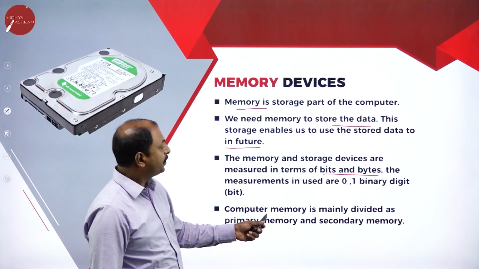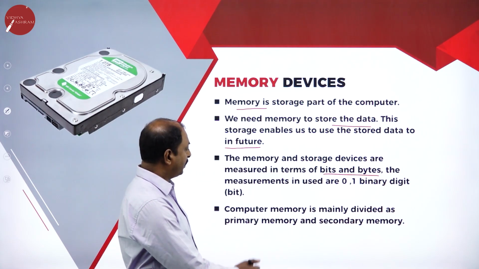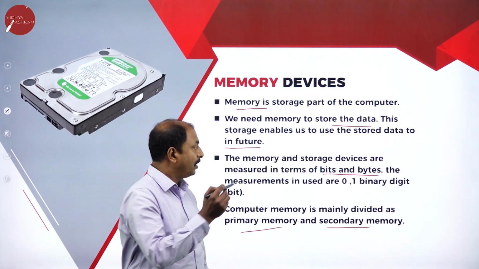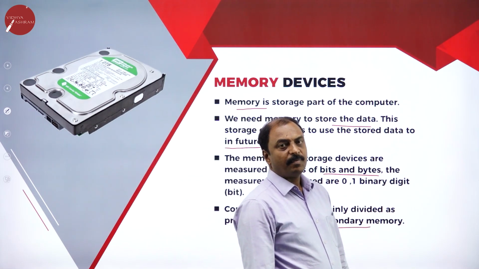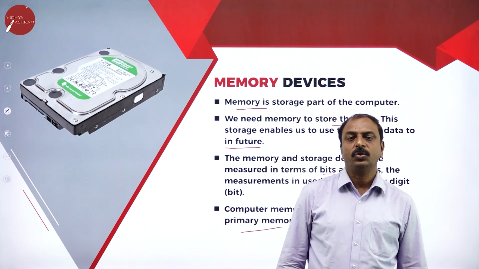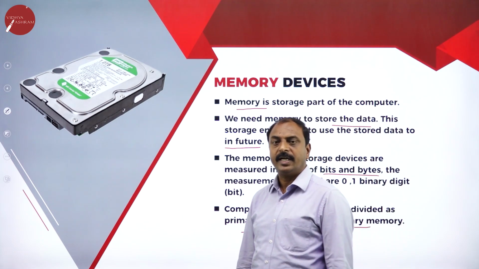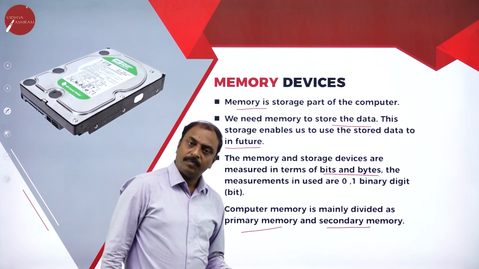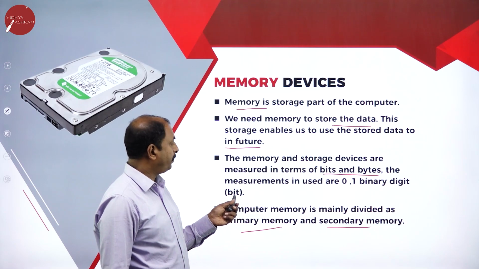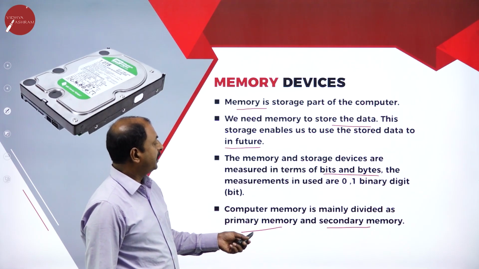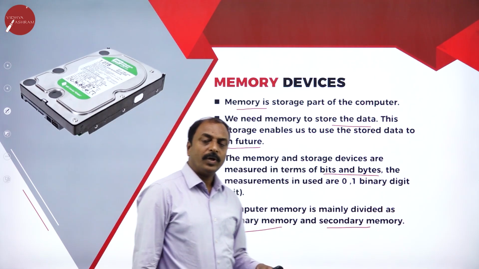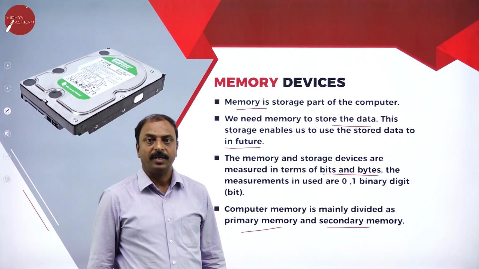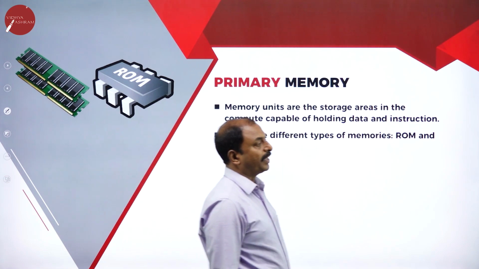And the computer memory is mainly divided into primary memory and secondary memory. So what is memory? Memory is a storage place to store data, instructions and information. The unit of memory is in terms of bits and bytes. And there are two types of memory: one is primary memory and the second is secondary memory. Now let us see what primary memory is.